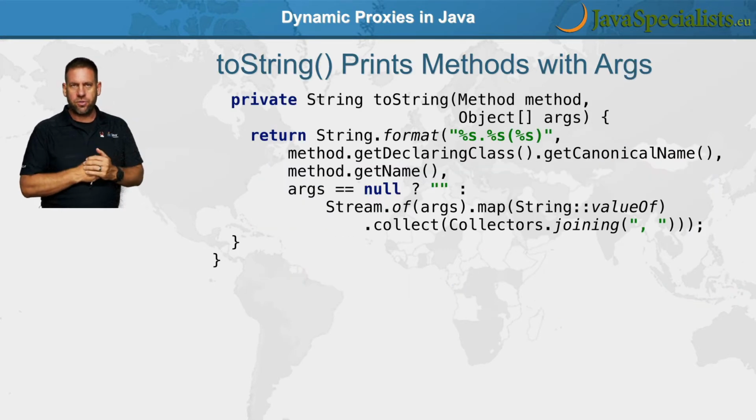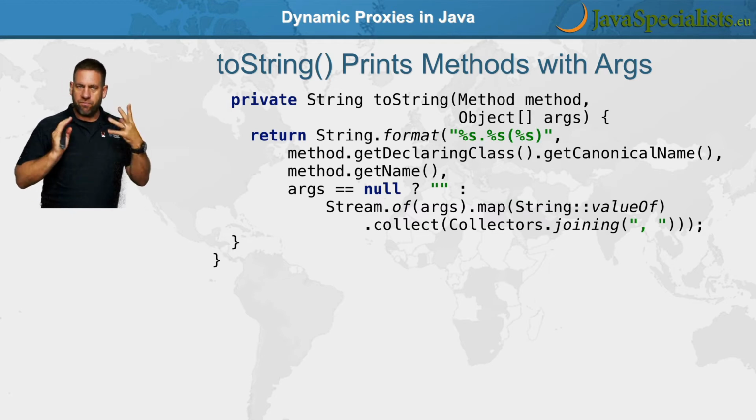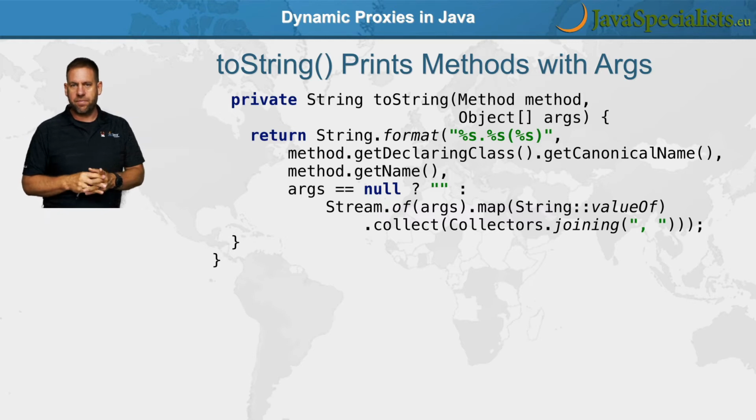Right. So here you've got your toString method, and the toString method is just there to format the method nicely. You can see the method class and the class of the method and the method itself, and the arguments that get passed in.